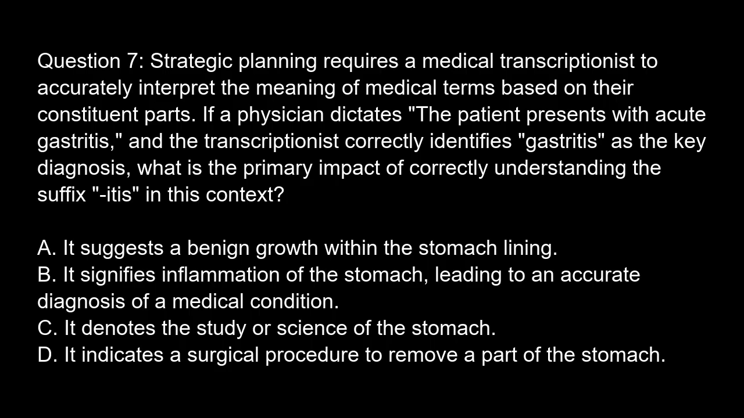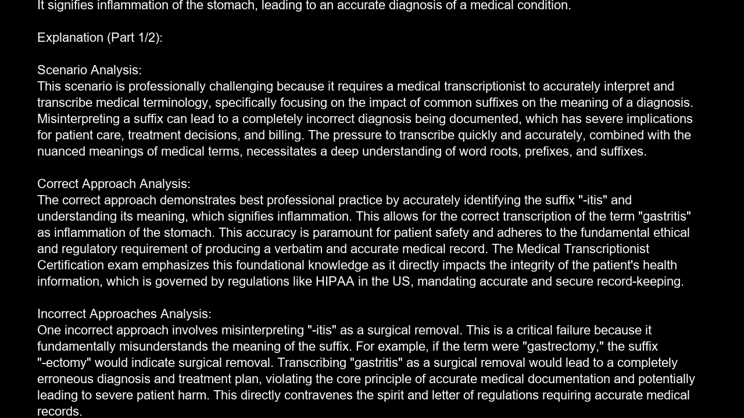Option A. It suggests a benign growth within the stomach lining. Option B. It signifies inflammation of the stomach, leading to an accurate diagnosis of a medical condition. Option C. It denotes the study or science of the stomach. Option D. It indicates a surgical procedure to remove a part of the stomach. The correct answer is B. It signifies inflammation of the stomach, leading to an accurate diagnosis of a medical condition.